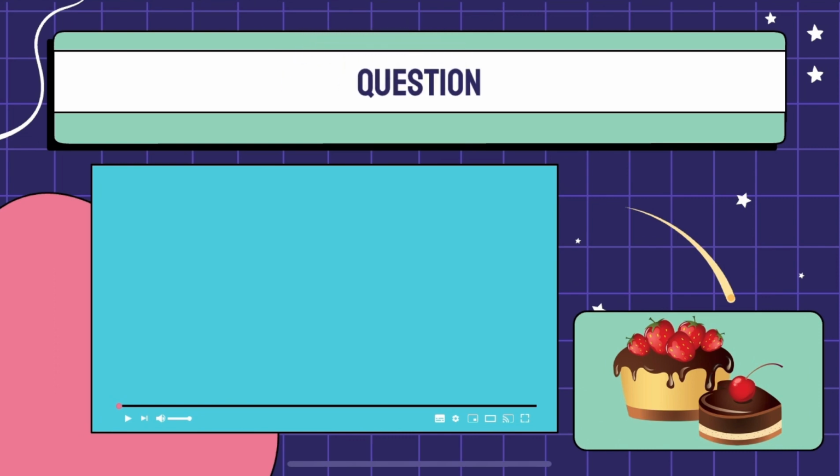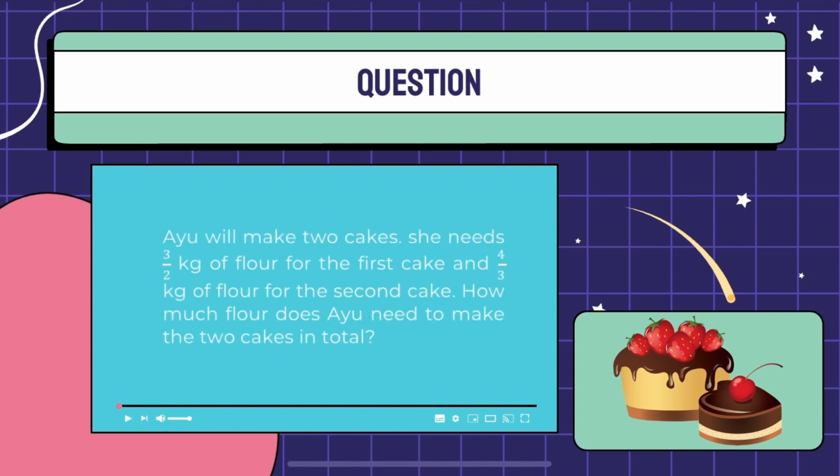Okay, I have one question. The question is, Ayu will make 2 cakes. She needs 3/2 kg of flour for the first cake and 4/3 kg of flour for the second cake. How much flour does Ayu need to make the 2 cakes in total?